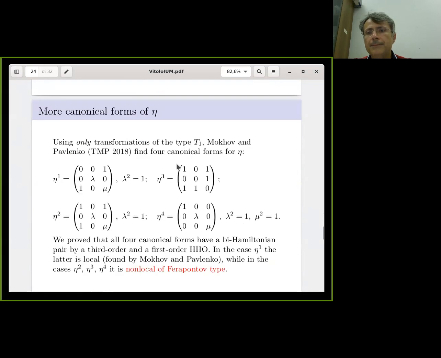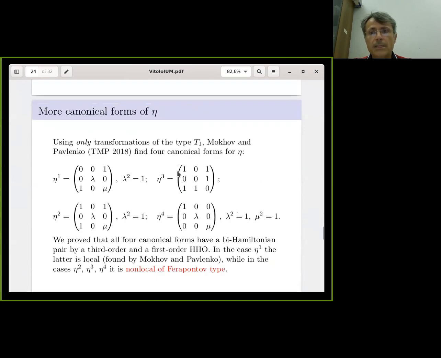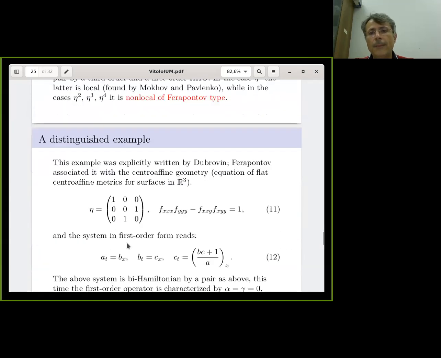Okay, and then another piece of news is that all these pairs of operators are compatible, and this is proved thanks to software which is able to do the computation and an algorithm that we found for computing compatibility of operators, or computing Schouten brackets of non-local operators of weakly non-local type.